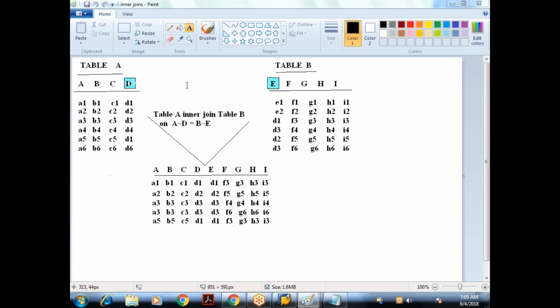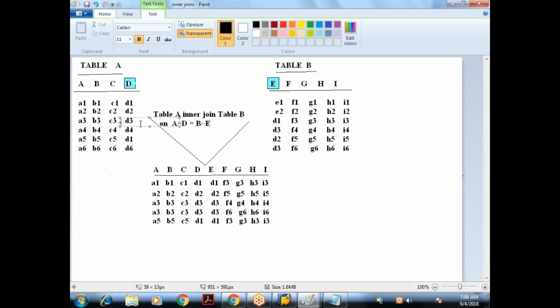No, no. If you take this third row, D3 is there. So how many matching rows are there? Two rows are matching: the fourth row and the sixth row. So it will take both rows: A3, B3, C3, D3.